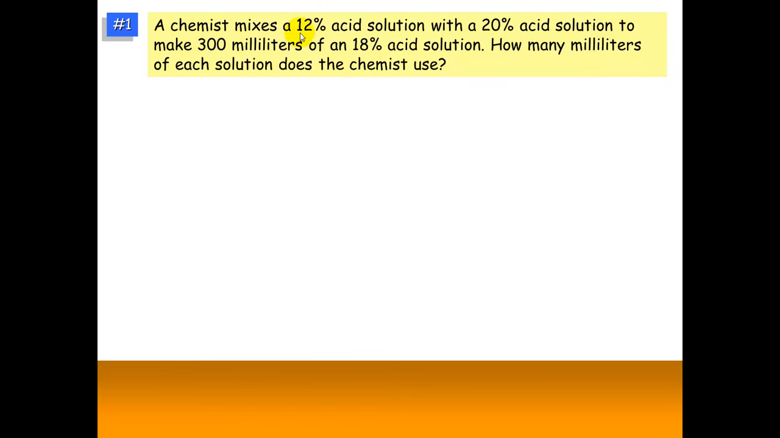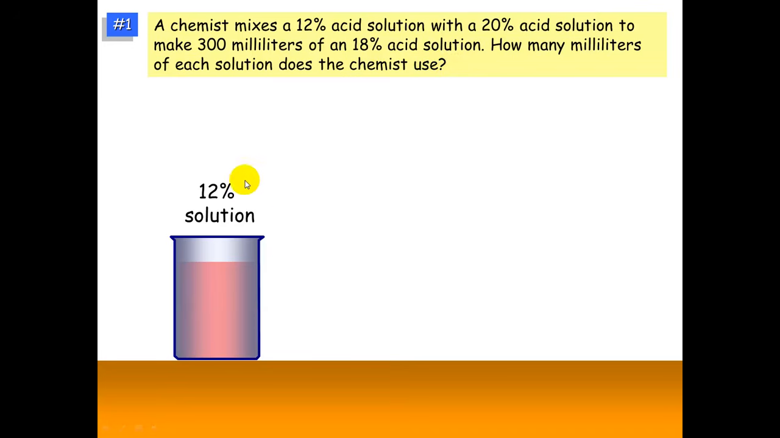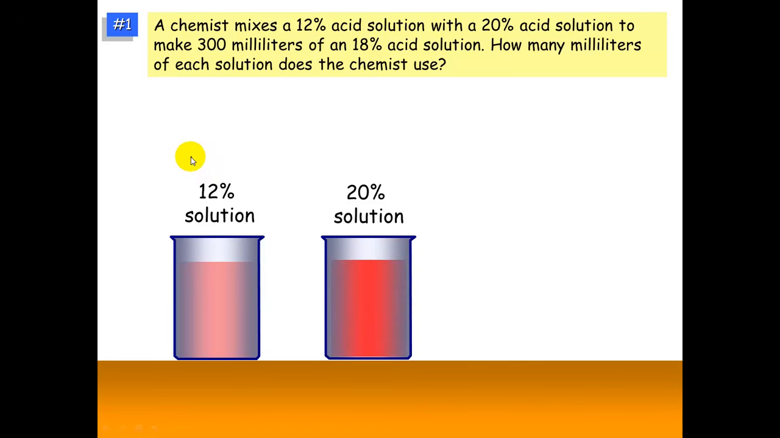A chemist mixes a 12% acid solution and a 20% acid solution to make 300 milliliters of an 18% acid solution. And it's asking how many milliliters of each solution does the chemist use? So they're asking how much of this stuff and how much of this stuff do we have to mix to make exactly 300 milliliters of an 18% solution. So I'm mixing some amount, we don't know, of a 12% solution and a 20% solution. We call this the weak solution and we call this the strong solution.